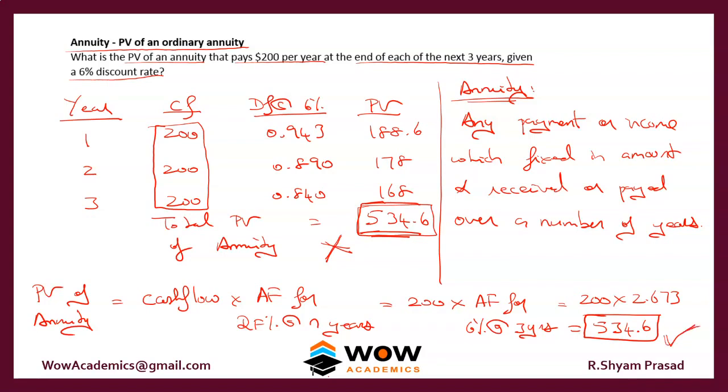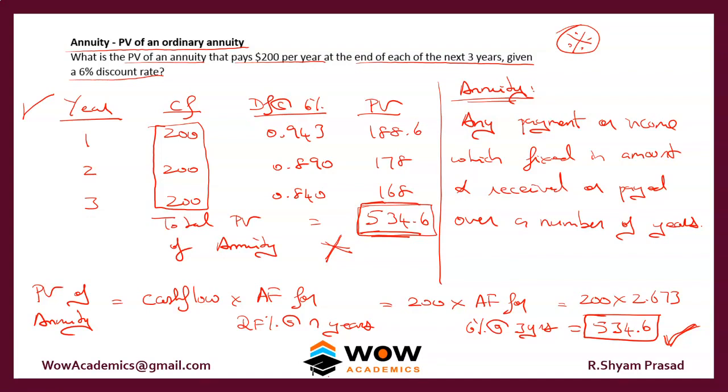If you're very comfortable with annuities, you don't even need to show this working. You can directly multiply 200 into 2.673 and get the answer. It is as simple as that. So ensure that you understand annuity, because in exam a lengthier problem will simply give you 200, 200, 200 like this, for 5 years perhaps. If you do this through a table approach, it will take around 10 minutes, but if you do it this way, it will take 1 minute. So they indirectly test whether you understand what an annuity is, and whether you know how to use an annuity factor and quickly solve the problem. That is what they are testing in an exam.